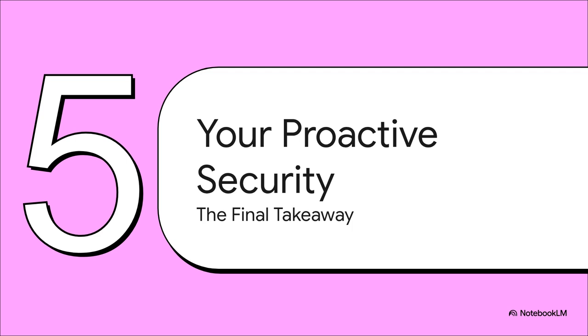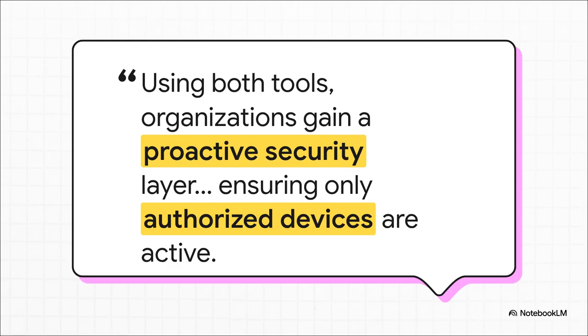And all of that leads us right here to the final and most important point. This is about more than just finding a few rogue devices. It's about fundamentally changing your entire security posture. At the end of the day, using both of these tools together gives your organization a truly proactive security layer. You get to stop playing defense, just waiting for an alert to tell you something bad has already happened. Instead, you get to go on the offense, actively making sure that only the devices you trust are even allowed to be active on your network in the first place.